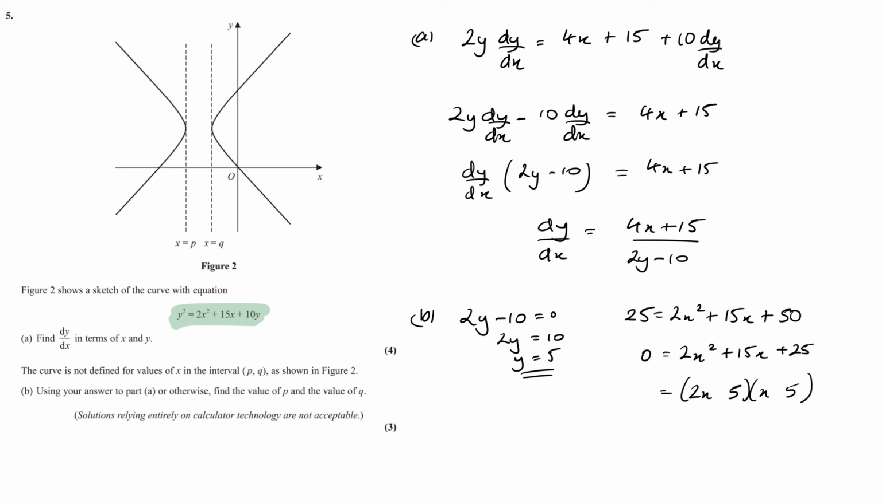That's going to give me 10 plus 15. Yeah, so both positive, and that works. So therefore x equals minus 5 over 2 or x equals minus 5. So we've got p equals minus 5 because it's further to the left, and q equals minus 5 over 2. And those are the two x values. That's all you need to find.